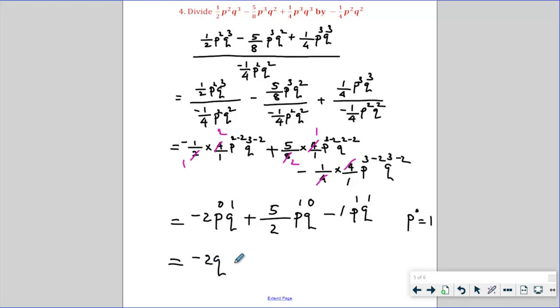So the first term is minus 2q plus 5 by 2, p power 1 is p, q power 0 is 1. Then last term 1, p power 1 is p, q power 1 is q. So our answer is minus 2q plus 5 by 2 p minus pq.